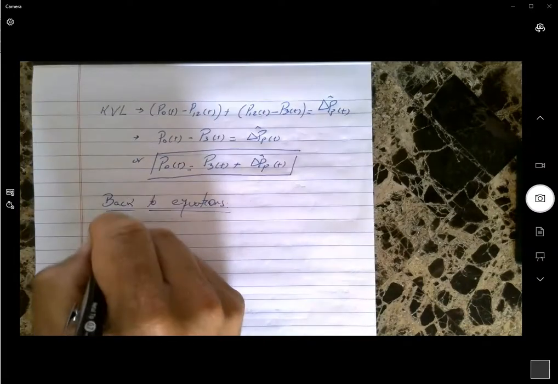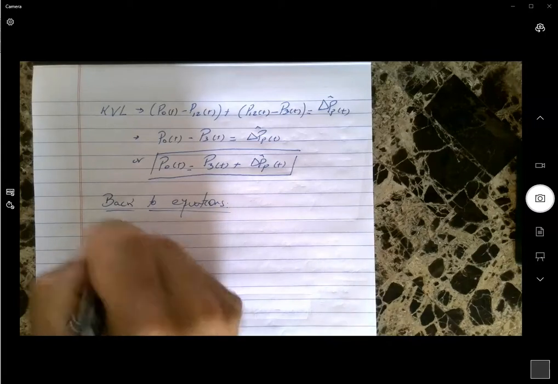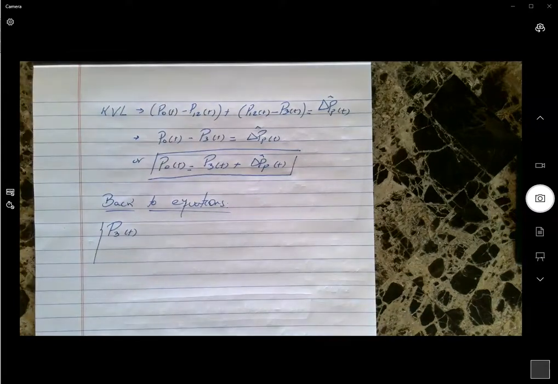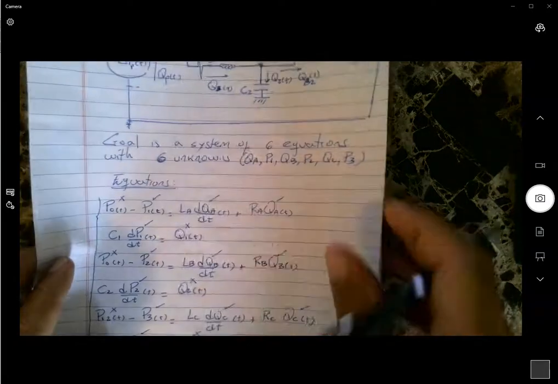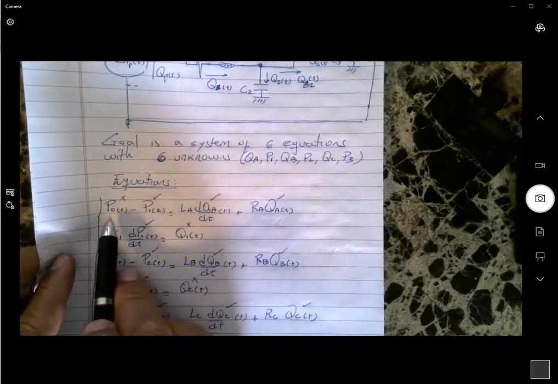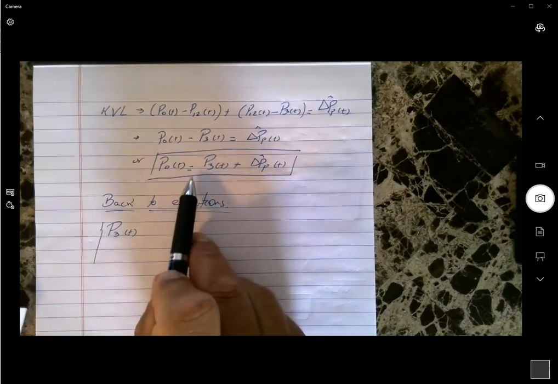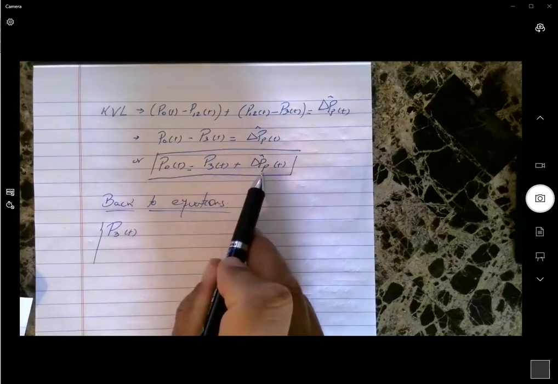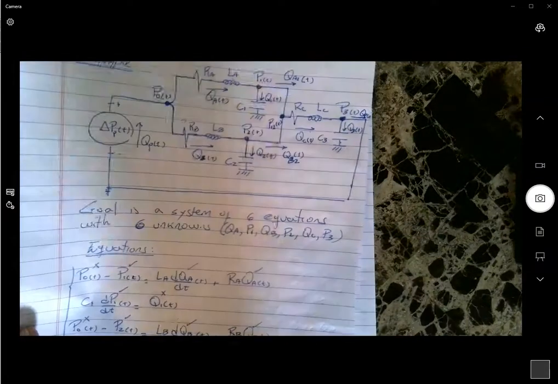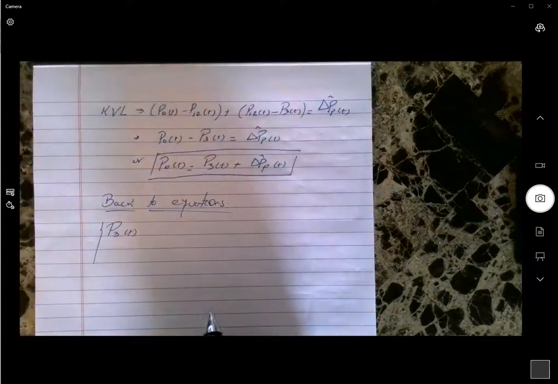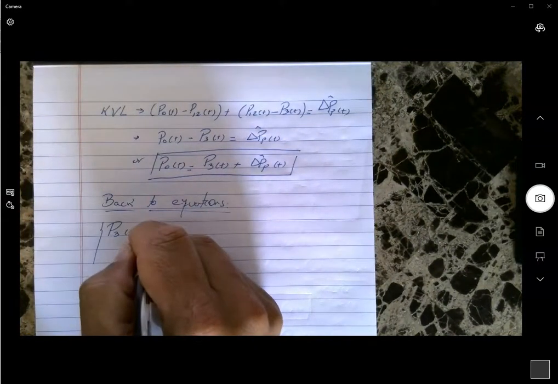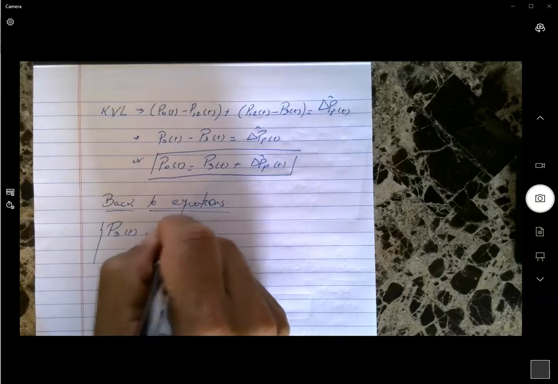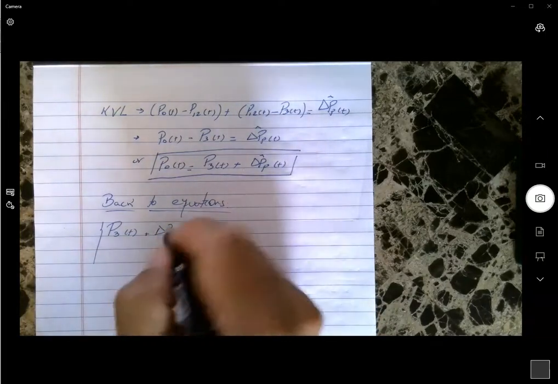And then we have B3. Let's go back and look at the equations. The first equation had P0, which we have to eliminate, but we have an equation to eliminate that in terms of P3 and delta P of the pump. So that one is solved.